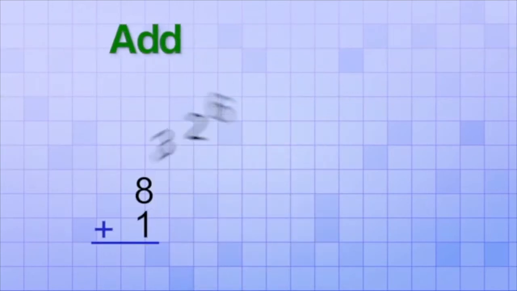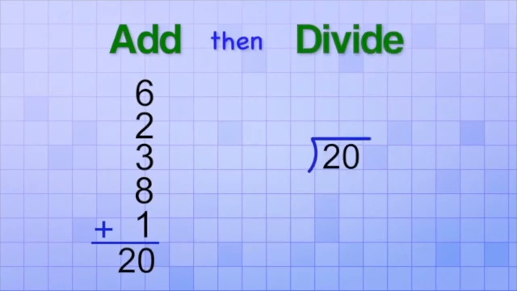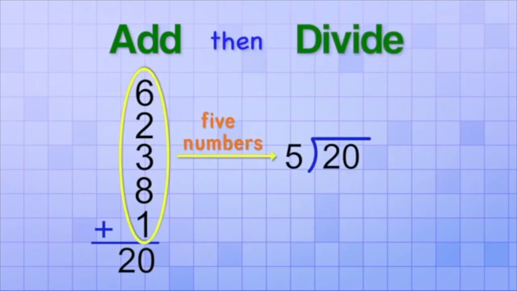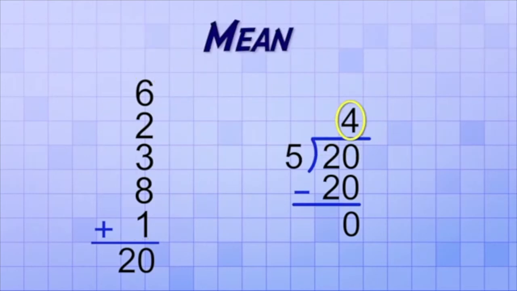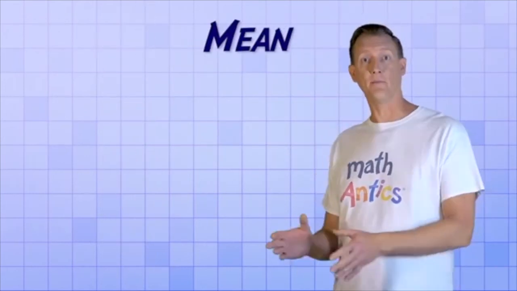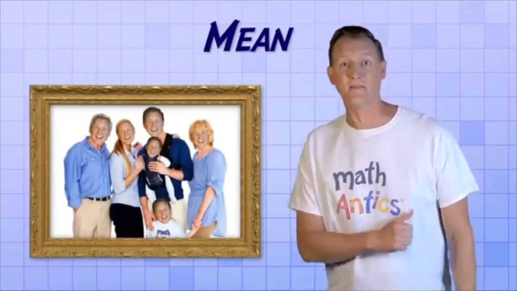First, you add up all the numbers in the set, and then you divide the total you get by how many numbers you added up. The answer you get is the mean of the data set. Let's use that procedure to find the mean age of the members of this fine-looking family here.